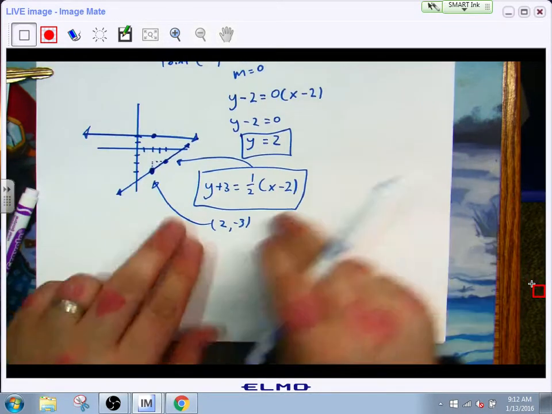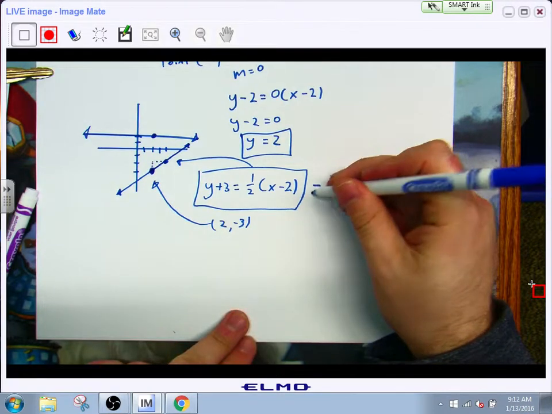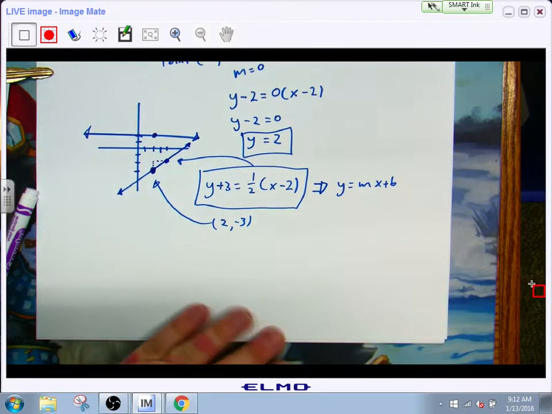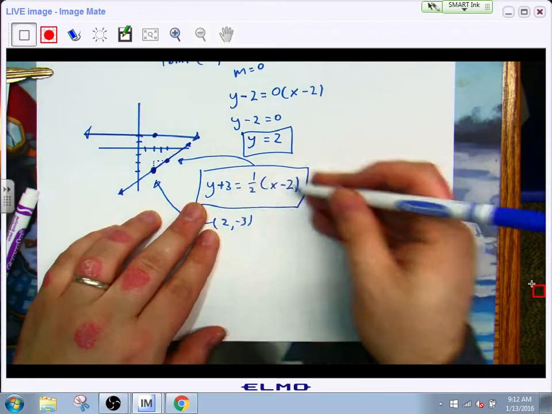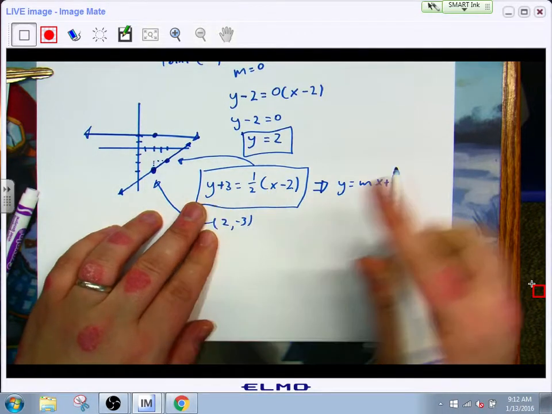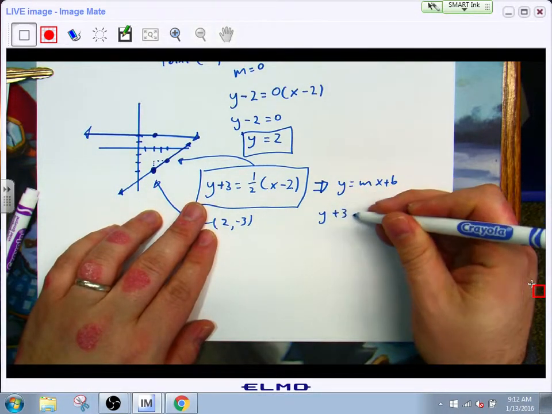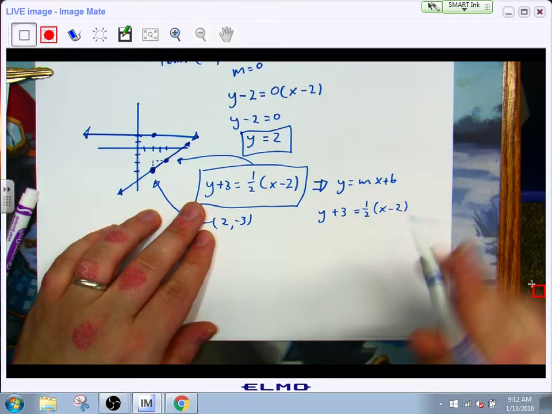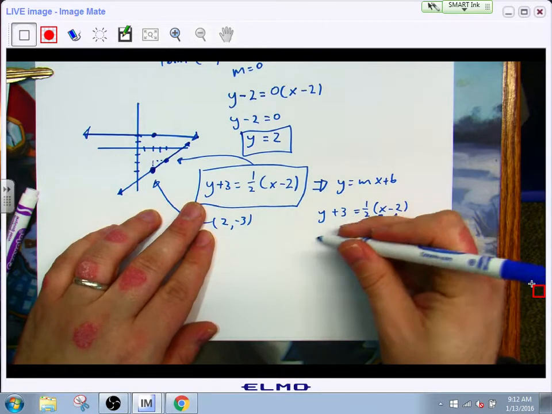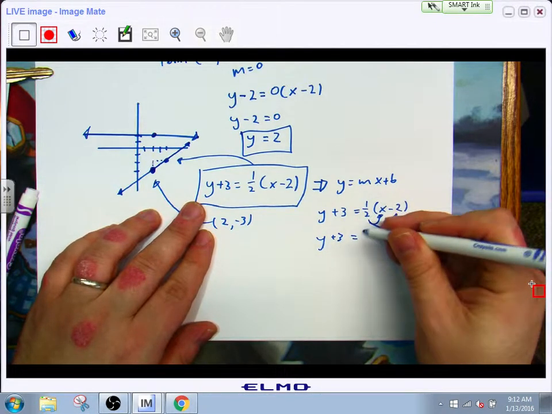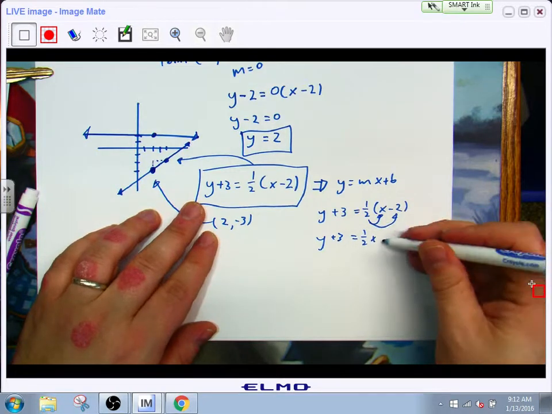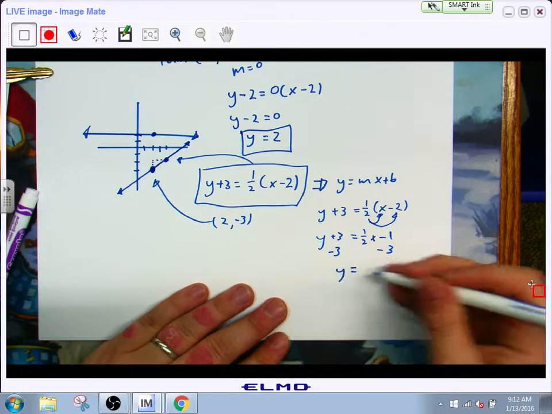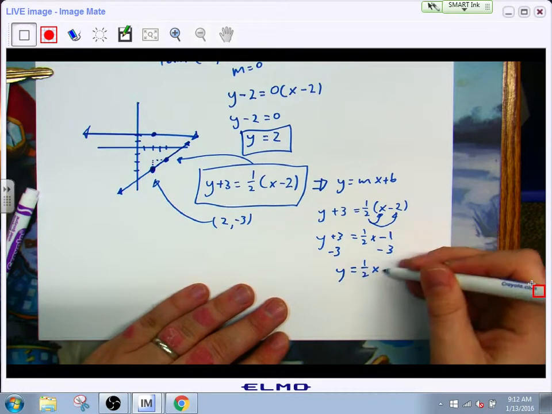Additionally, you can take this and convert it to y equals mx plus b, slope-intercept form. How can we convert it? Well, we just need to isolate y on our left side. So if I have y plus 3 equals 1/2 of x minus 2, I have to distribute this 1/2. So y plus 3 equals 1/2 x. 1/2 of negative 2 is negative 1. I subtract 3. So I have y equals 1/2 x minus 4.